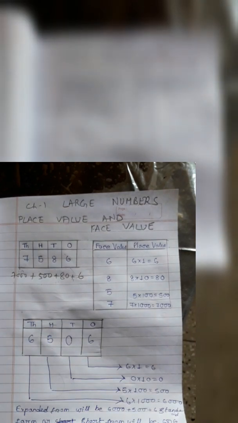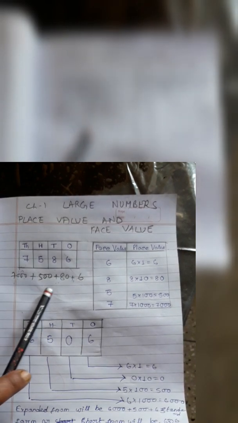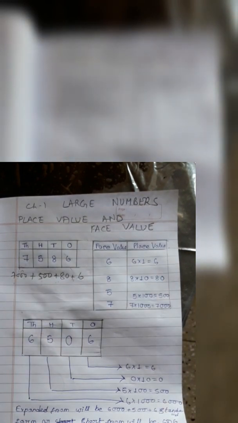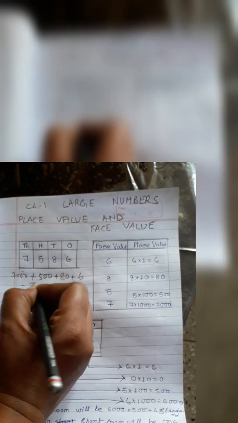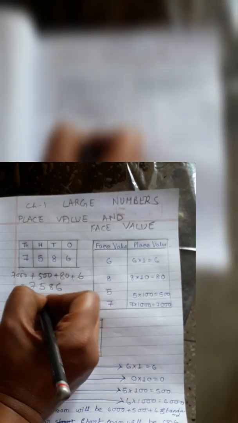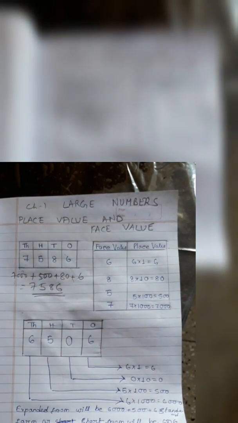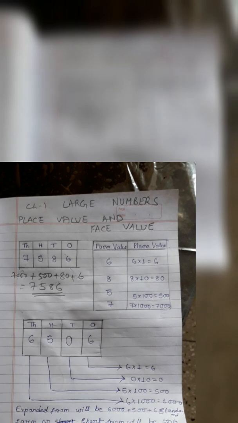Now what is standard form? Standard form is a representation of a number using its digits with the correct sequence of place value. So now if I give you the expanded form like 7000 plus 500 plus 80 plus 6, its answer will be 7586. So this is the standard form. It is a representation of a number using its digits with the correct sequence of place value. That is called the standard form.